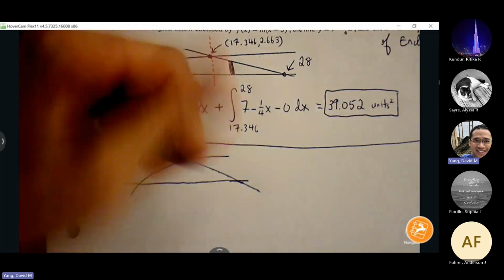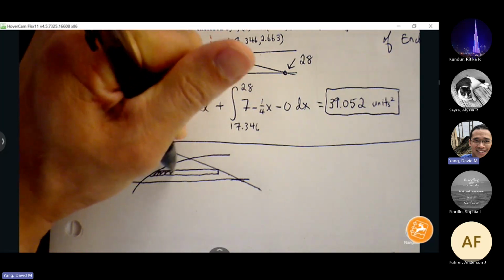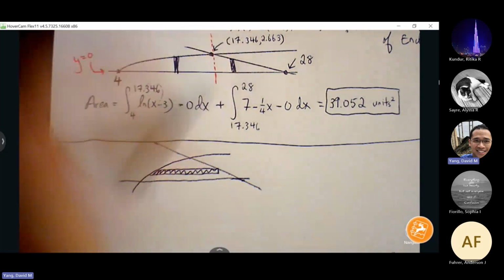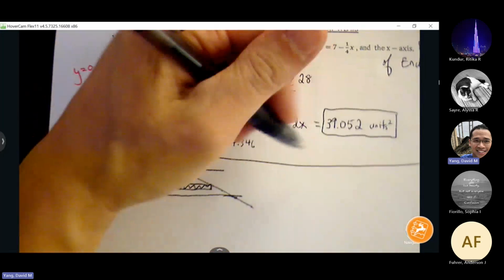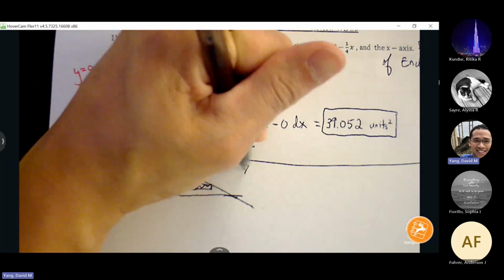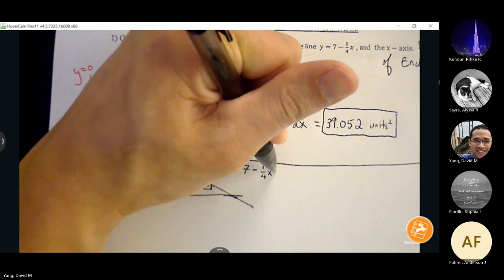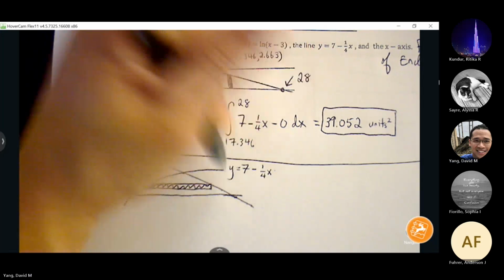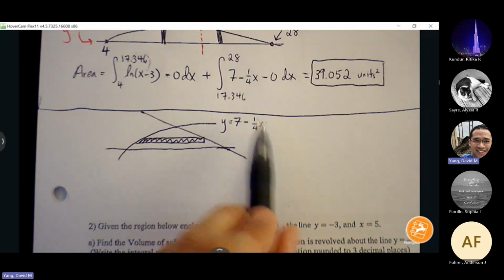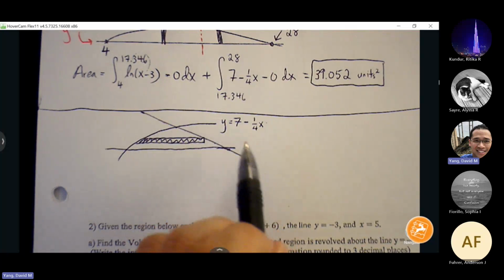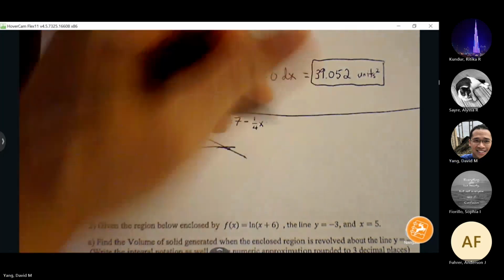Okay, if we want to do right minus left, if we want to draw a horizontal rectangle, our equations have to be rewritten in a different form. So the line initially was 7 minus 1/4 x. We have to spend the time to solve for x. So I'm going to add and subtract in a way where I move that 1/4 x to the left, move the y to the right, multiply by 4, eventually solve for x.